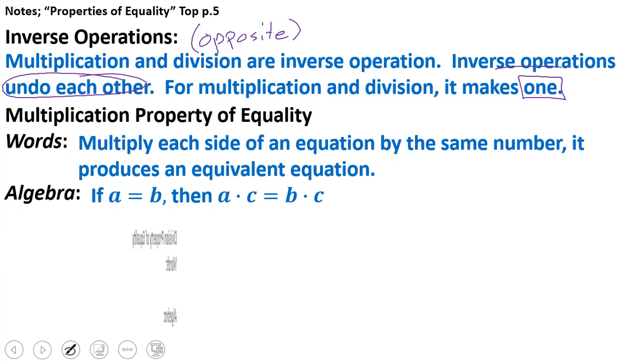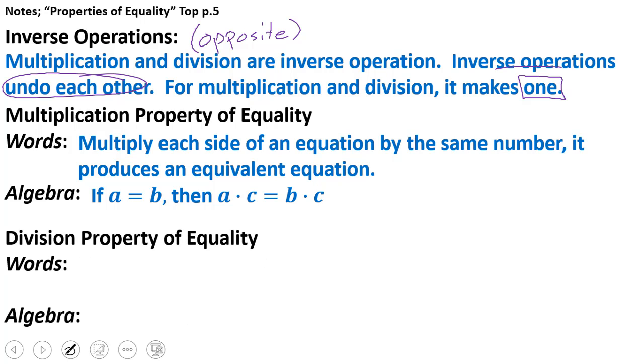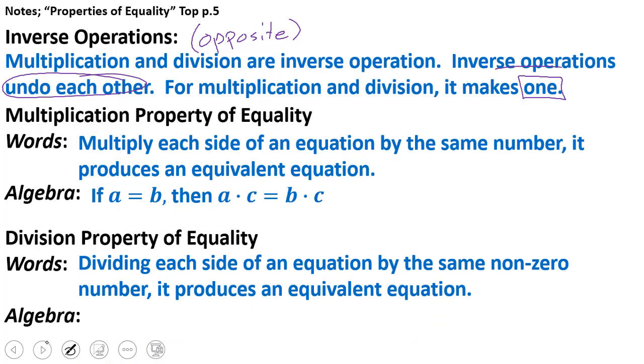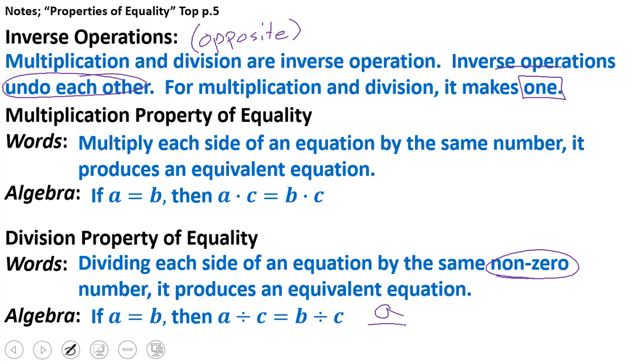Then we have the division property of equality, which says if I divide both sides of an equation by the same non-zero number, remember, we cannot divide by 0. Well, we can, but it will give us an undefined answer. It also produces an equivalent equation. So if A is equal to B, then A divided by C would equal B divided by C. You can also write that in the fractional looking division form: A over C equals B over C.